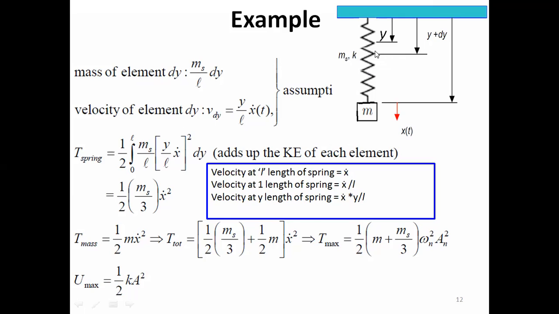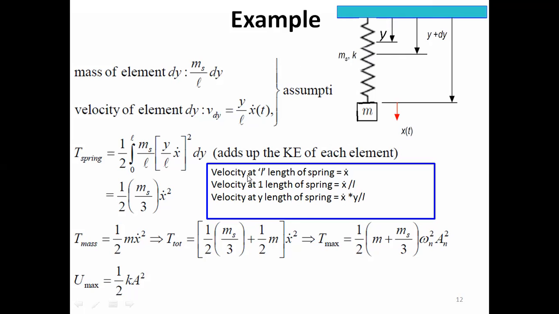Similarly, we have to find the velocity of this mass. If you look here, we are taking this mass, it is connected here, and the length of the portion of the spring through which this small mass is suspended is y. So the velocity of the element of spring dy, v subscript dy, is equal to (y/L) x dot of t. And how did we get this equation? The derivation is done here.